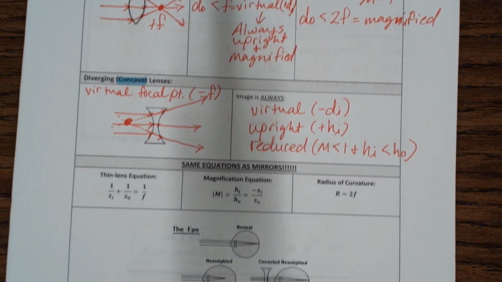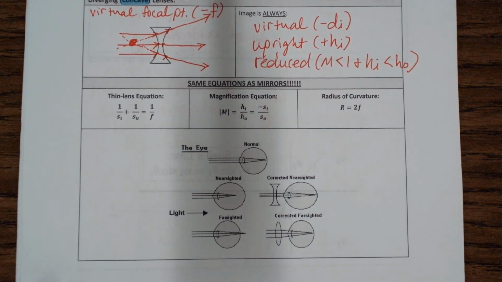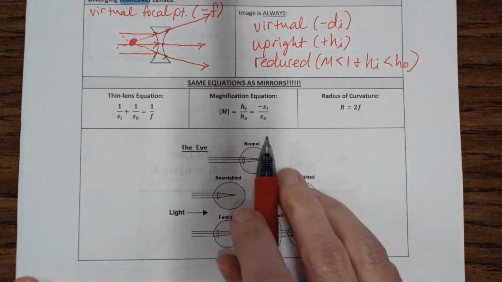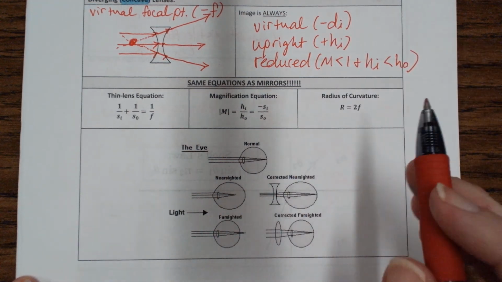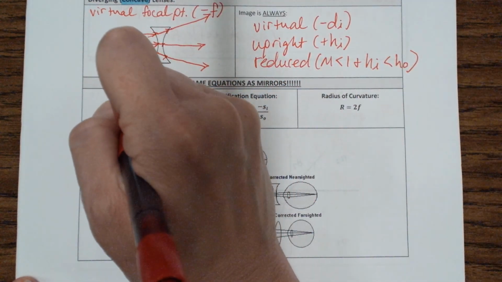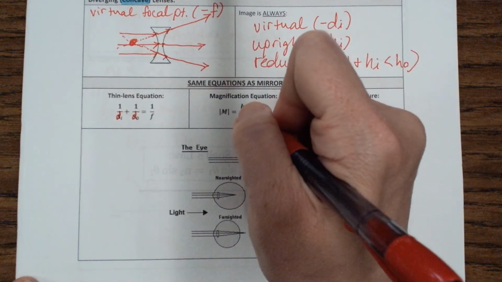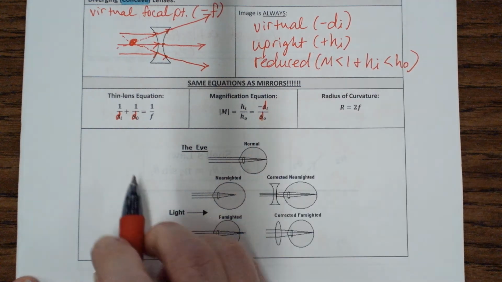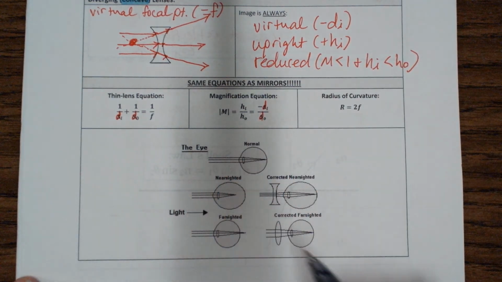As far as math, you literally do the exact same math. You use the thin lens equation. You use the magnification equation. Same radius of curvature. Again, because I didn't change these before I printed them out and put them on the internet, all of your S's should be D's, not S's.